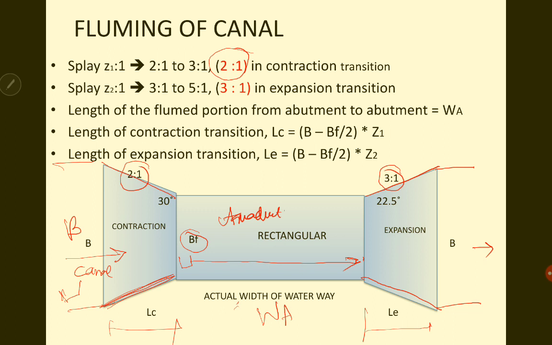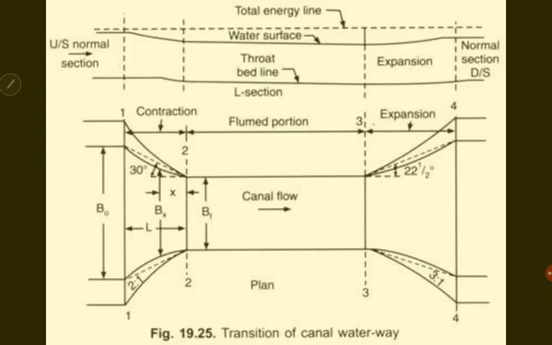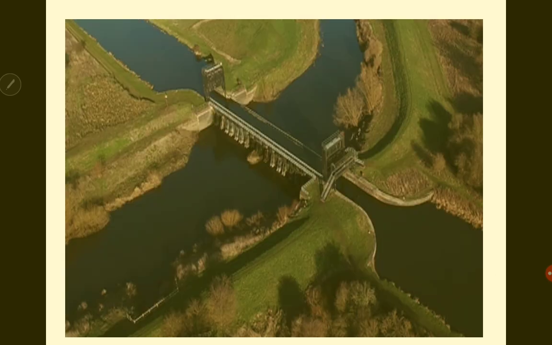So this is how the fluming may look like. First the water will be coming, and then it is going to have a flume section like this. Then the water is going to move in a rectangular portion, and then again it is flumed back to its original section. Please note the angles here. It is 30 degree, means 2 is to 1 is the splay given. Here it is 22.5, that is 3 is to 1 is the splay given. So we are talking about this section here.